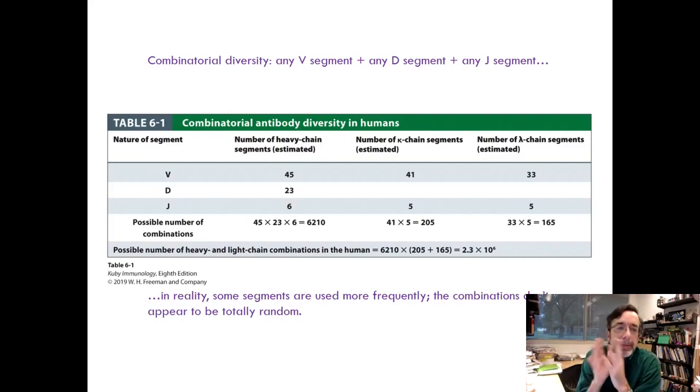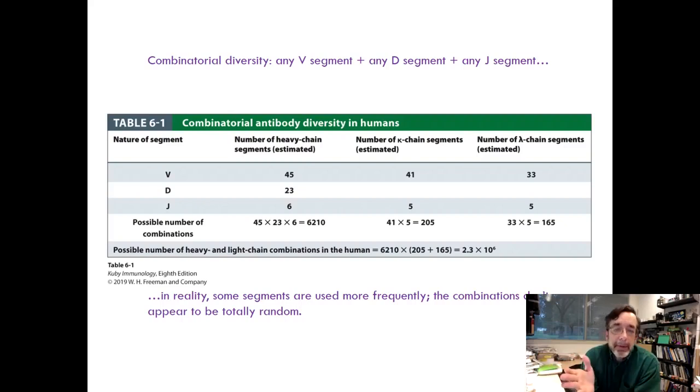So for example, if there's 45 heavy chain segments in V, and there's 23 possible D segments, and then there's 6 possible J segments, well, if you just have 1 V, 1 D, and 1 J, like you do in most heavy chains, then it's 45 times 23 times 6. Even just that is 6,210 different, and that's just for the heavy chain. That can be multiplied if you add it to a number of light chains.